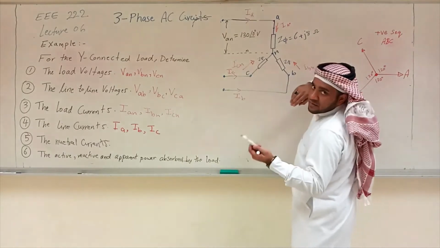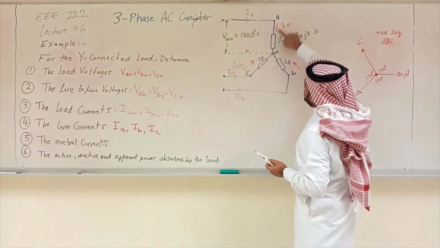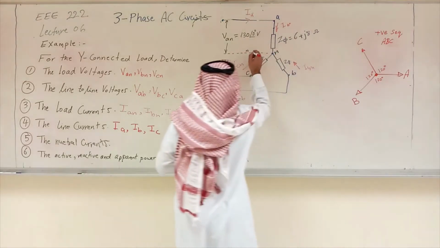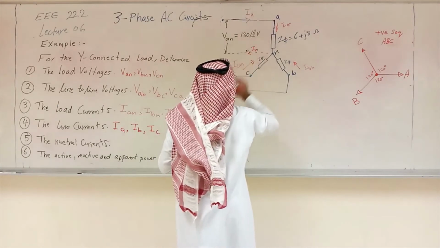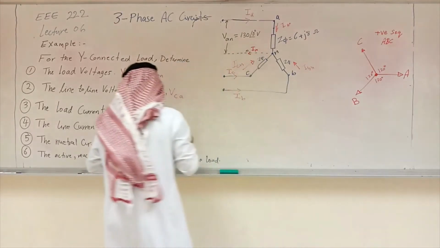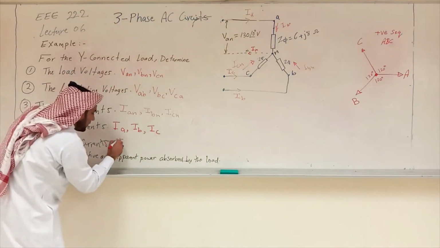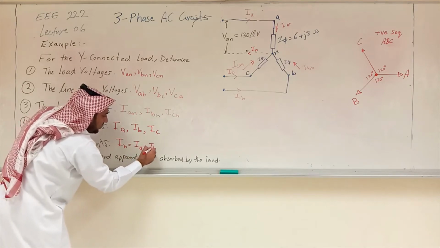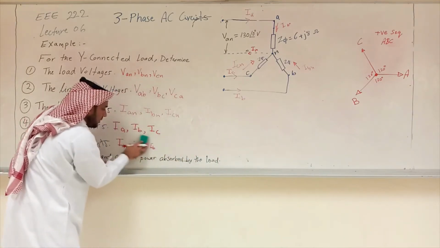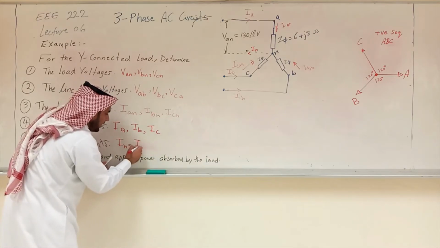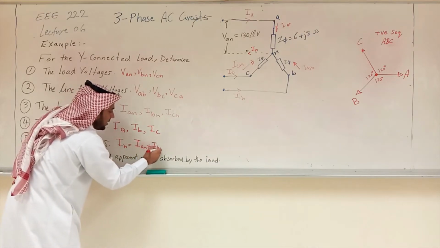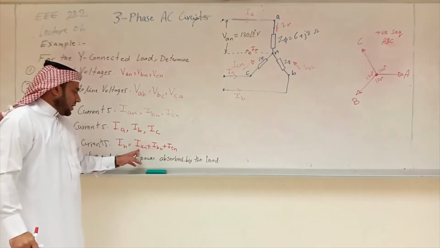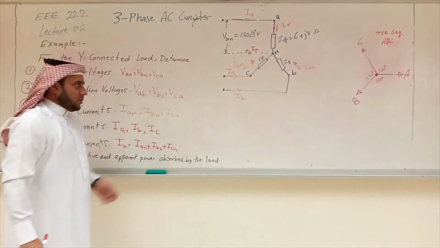Number 5, the neutral current. As we said in the last part, when you sum these 3 currents, the result is the current in the line. So there is a current here, let me call it IN, which is a summation of the 3. So what we're looking for here is IN, and IN is nothing but IA plus IB plus IC, or we call them IAN plus IBN plus ICN. But in Y connection, you can also say IA, IB, IC because they are the same, as we will see.